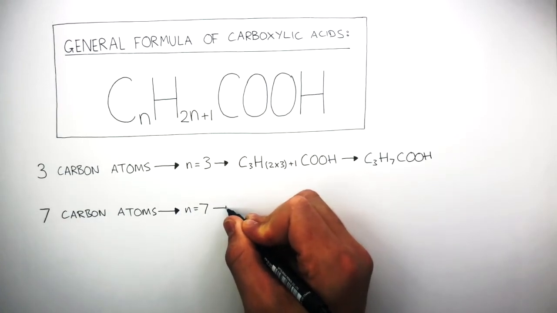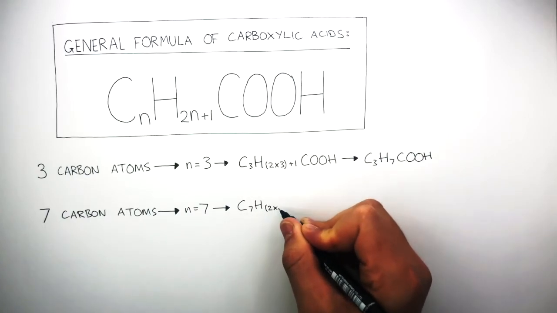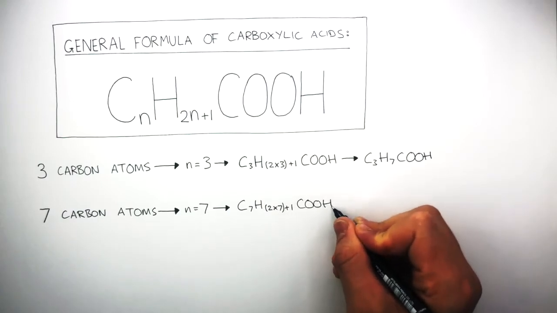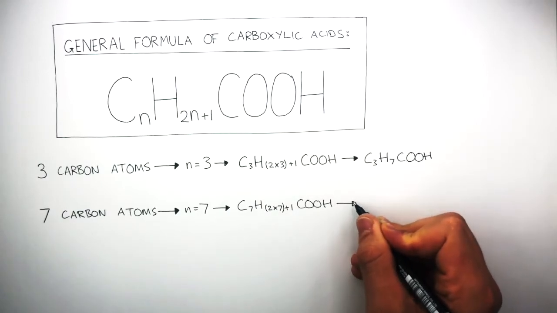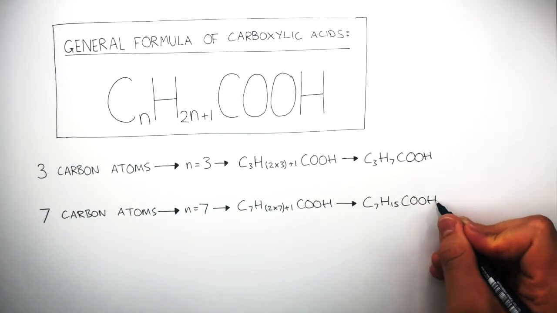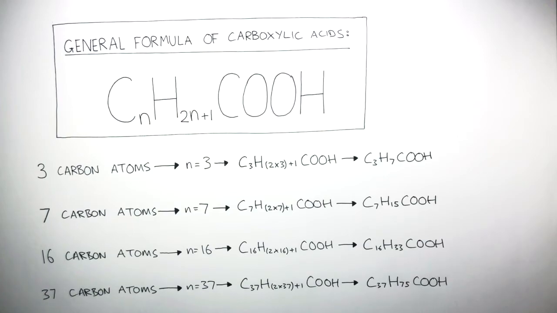When we input this into the general formula, we get C7H(2 times 7, in brackets, plus 1)COOH. This gives us a molecular formula of C7H15COOH. Pause the video now to figure out what is the molecular formula using this information. The answers will follow. Pause the video now to check your answers and make any corrections to your mistakes.